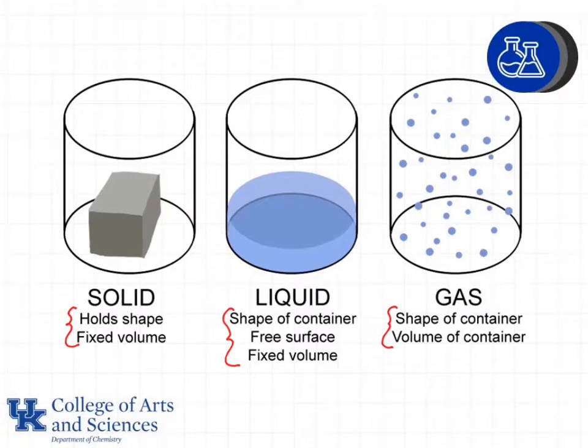Another thing to look at is the distance between the particles in each state. Solids and liquids are known as condensed phases because the particles are relatively close to one another. When we look at a gas, we see that the particles are very far apart from one another. This is one of the qualities that distinguishes a gas from either a solid or a liquid.